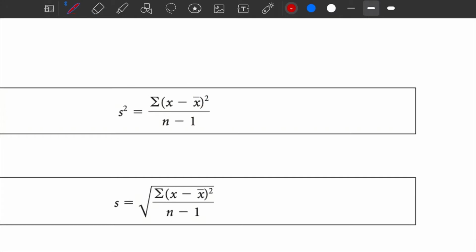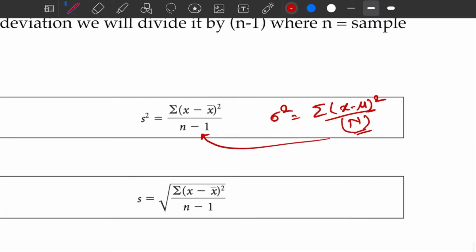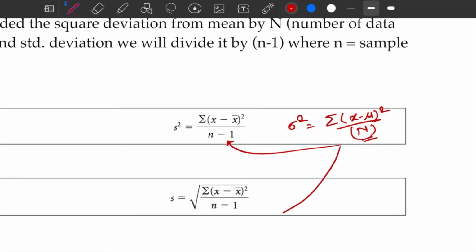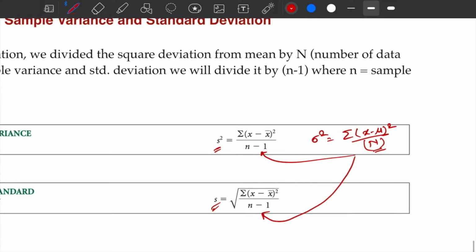The only change you might have noticed is that in population we had sigma square is equal to the sum of all x minus mu squared divided by capital N. Now instead of n we have n-1, right? So that's the only difference you will see in the formula of s squared and s.